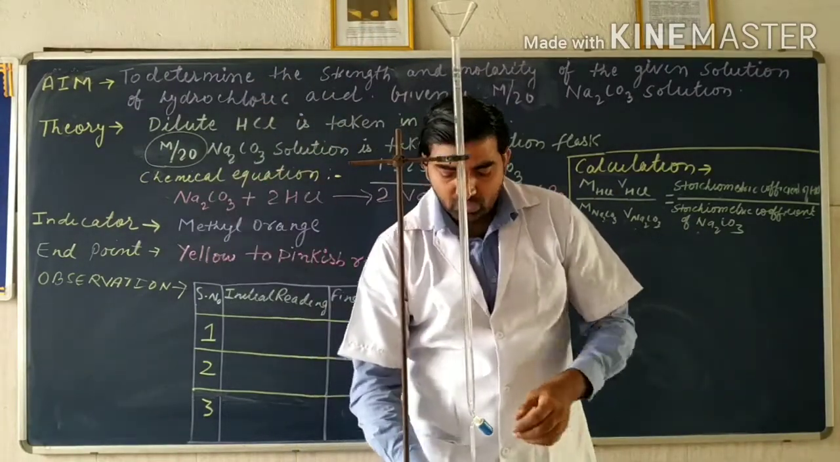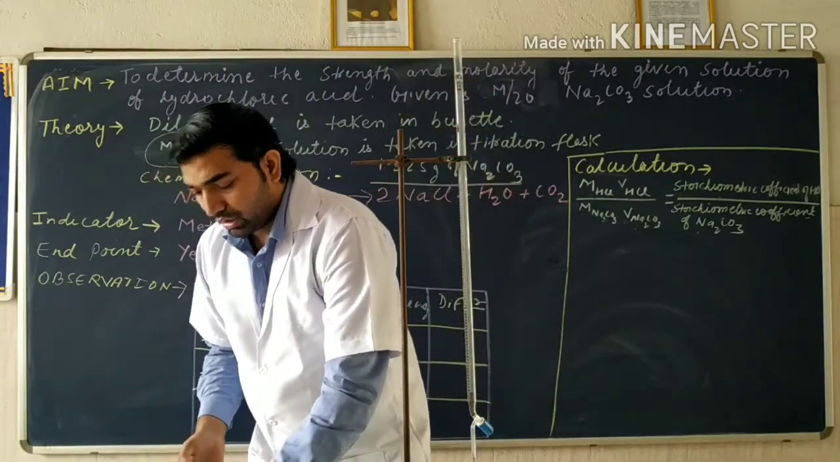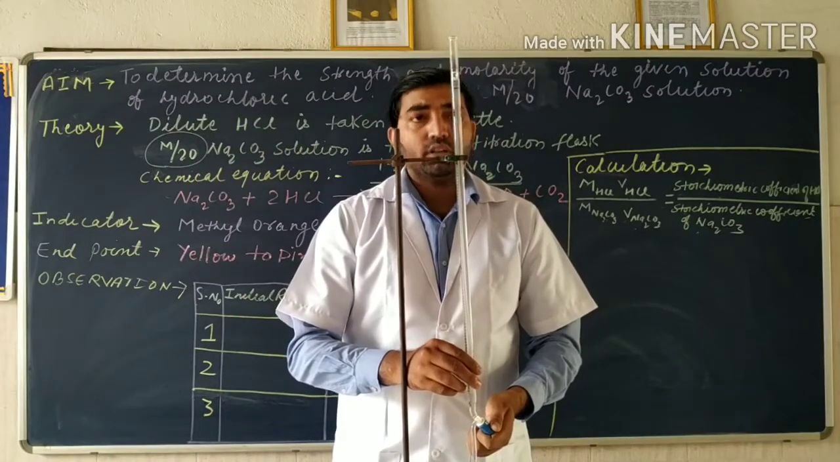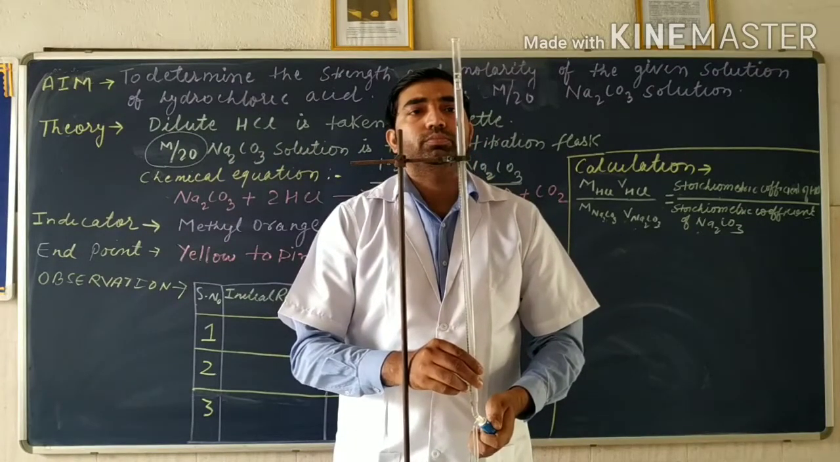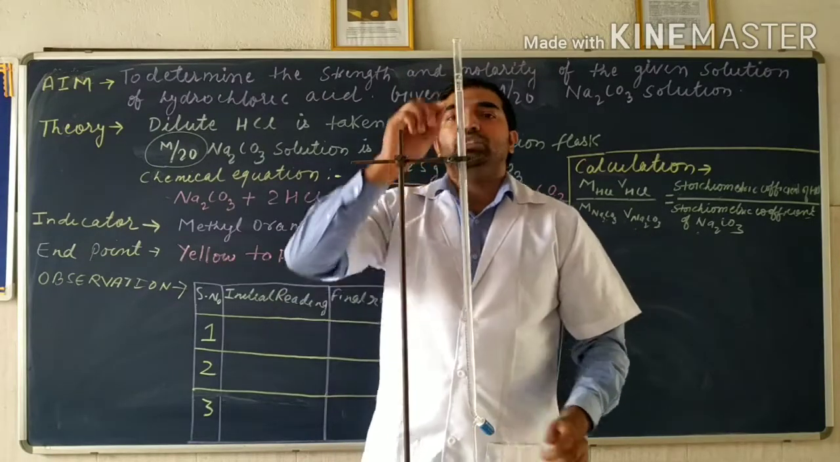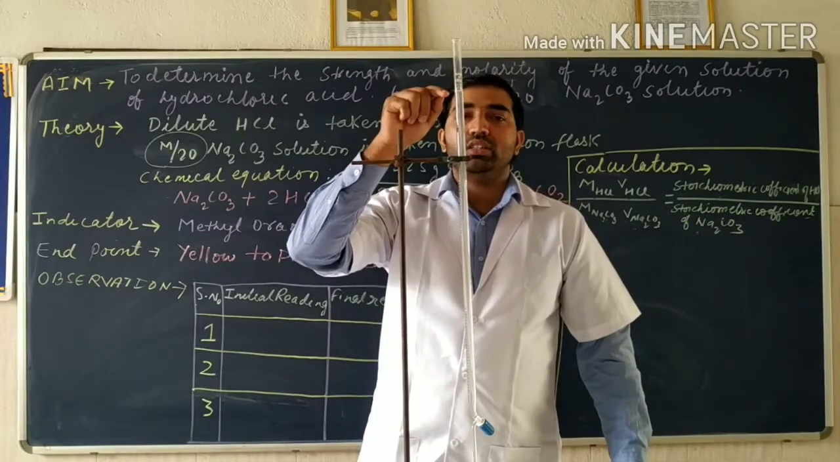Now remove this conical flask and maintain the level of the meniscus at the initial position. Now it is visible that the lower meniscus touches just the starting point.